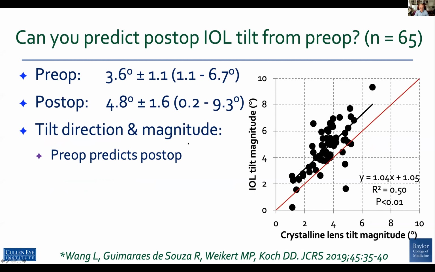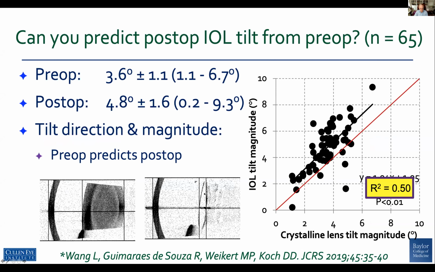And the tilt direction and magnitude were very accurately predicted by the preoperative measurement. And this is the regression line for the magnitude. And we have an R squared of 0.5, which is really quite good. And there's one of the representative eyes pre-op and post-op. And there's the IOL with the same tilt. Again, I want to thank Rodrigo, who did so much work in collecting the data for that.